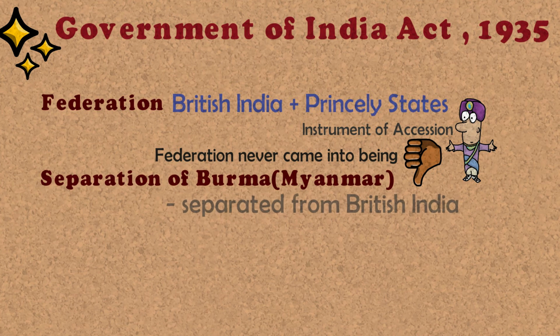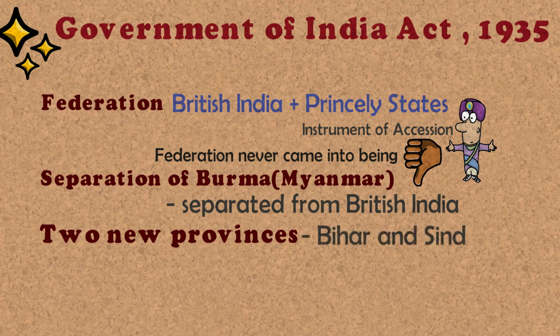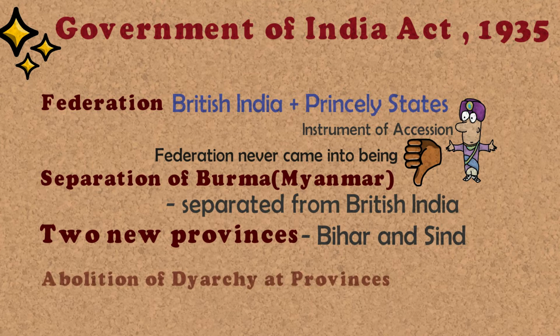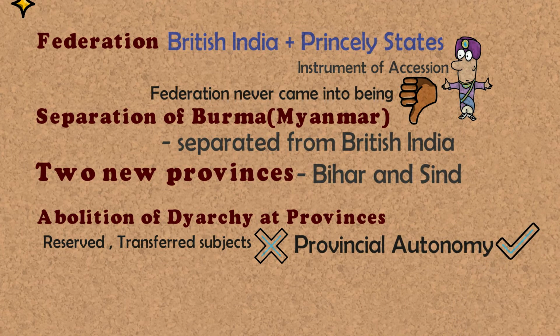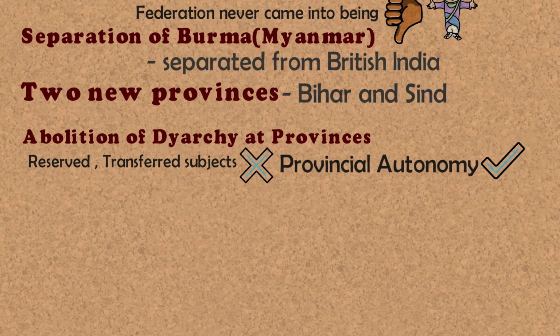Burma, hitherto part of British India, was now separated. Two new provinces, Bihar and Sindh, were created. Diarchy, which was introduced in provinces by the 1919 Act, was abolished under this Act. So instead of reserved and transferred subjects, all the provincial subjects were given to the popularly elected provincial legislative councils.